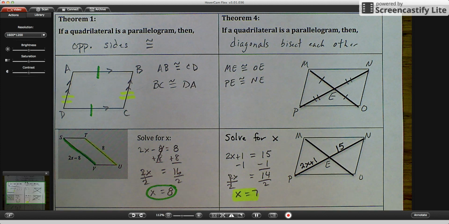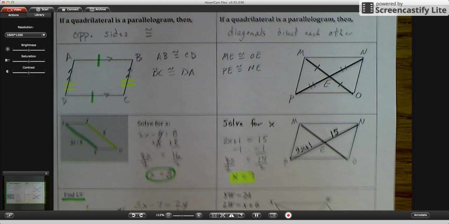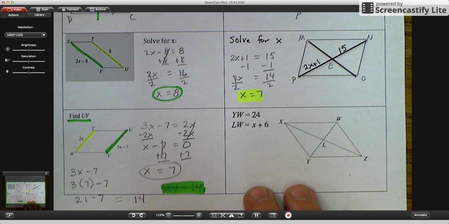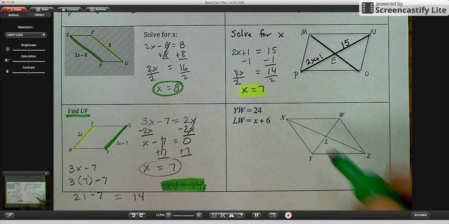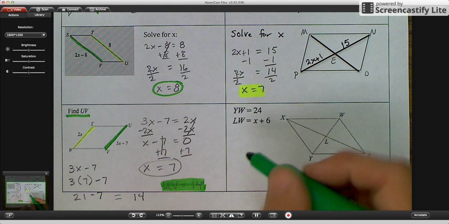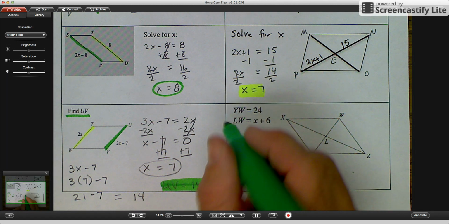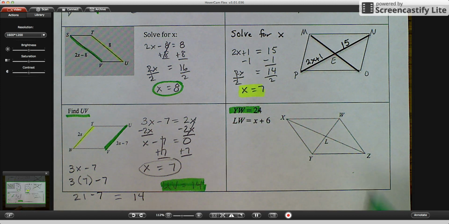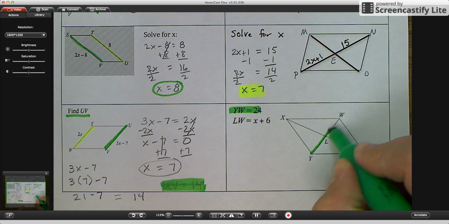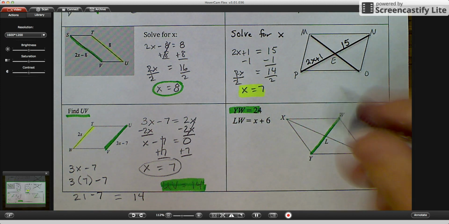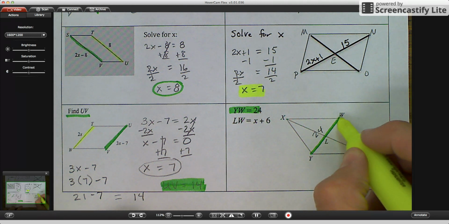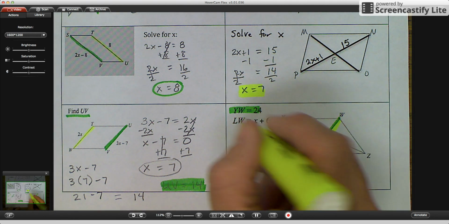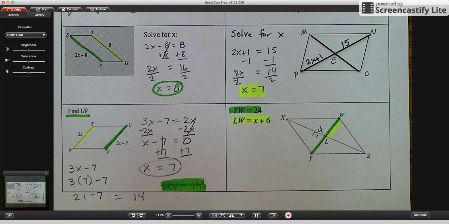Okay? Now, like on the last one, they're not always that simple. Let's look at one that's a little bit more difficult. Just a little bit more thought-provoking, not difficult. It tells me that YW equals 24. So I know that YW is 24 units. Then it tells me that LW right here is equal to x plus 6. So I'm going to label that.